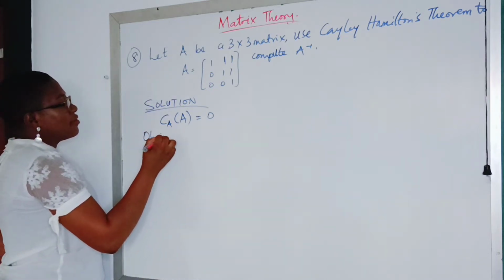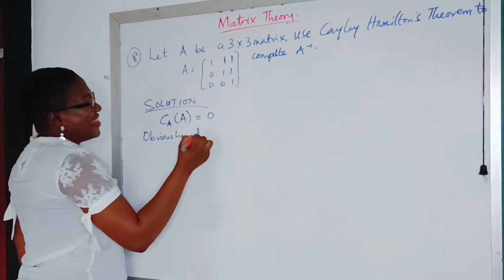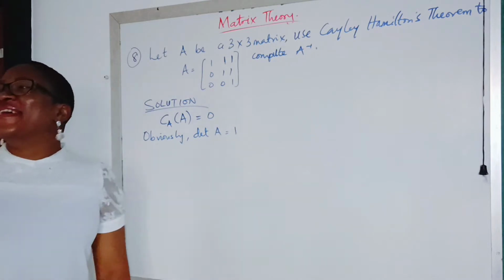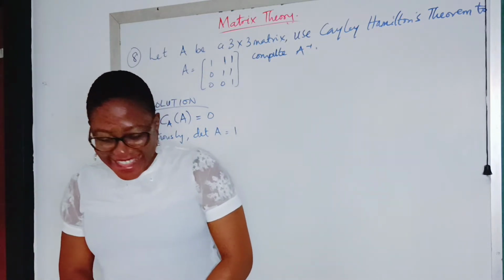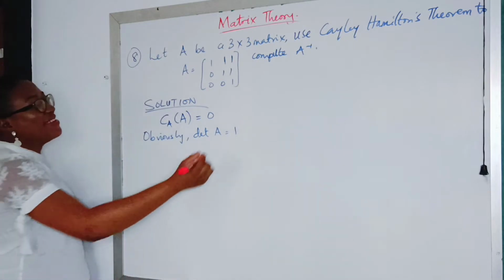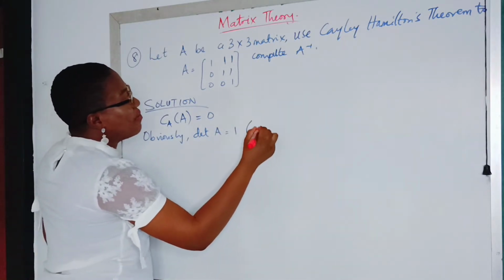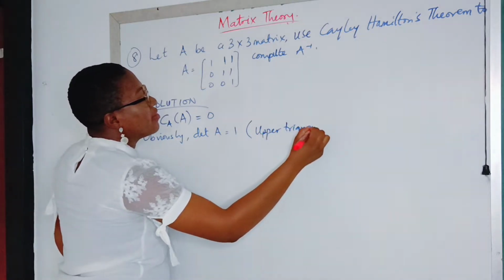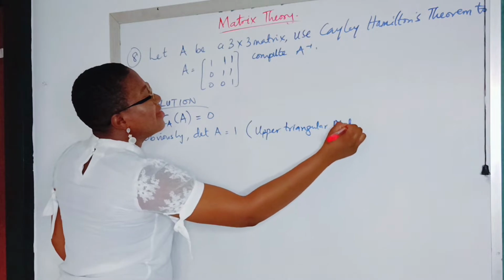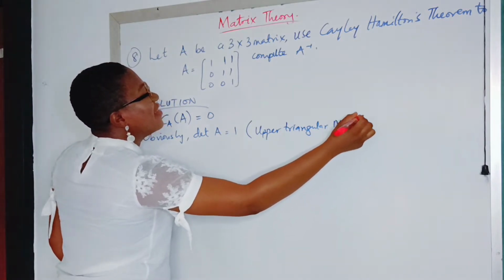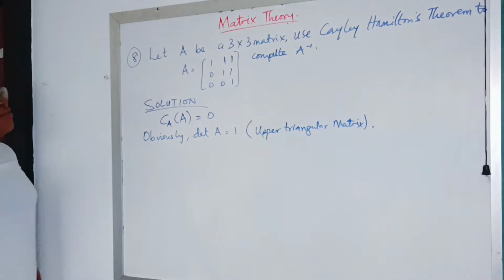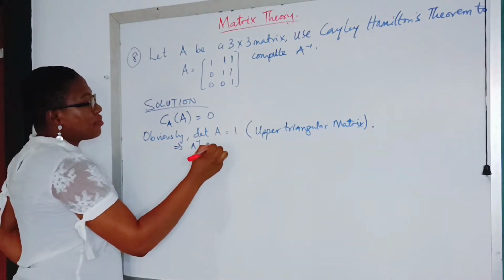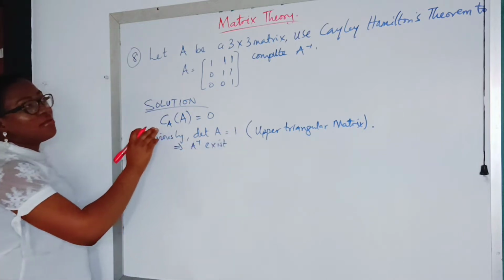Obviously, the determinant of A is equal to 1. You can write in brackets: since A is an upper triangular matrix. So therefore, this implies that A inverse exists, right? The next step is to get the characteristic equation.